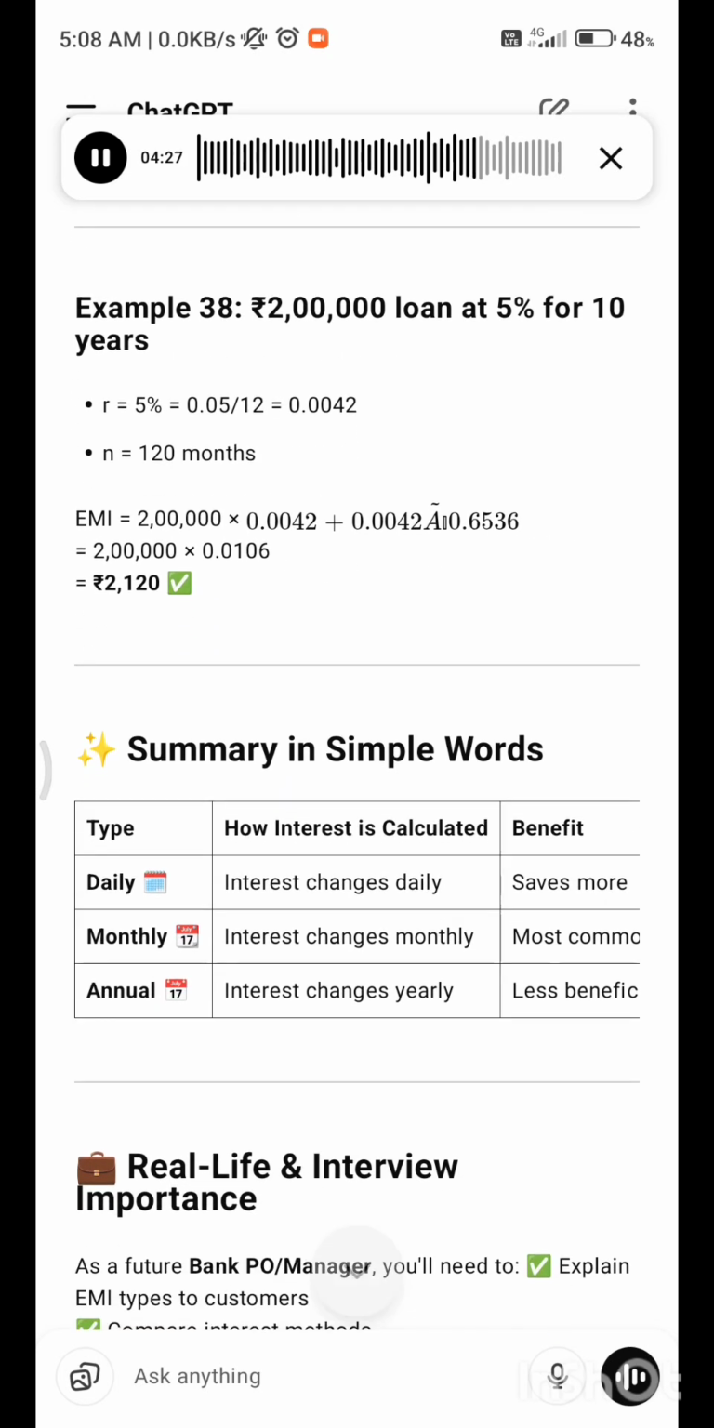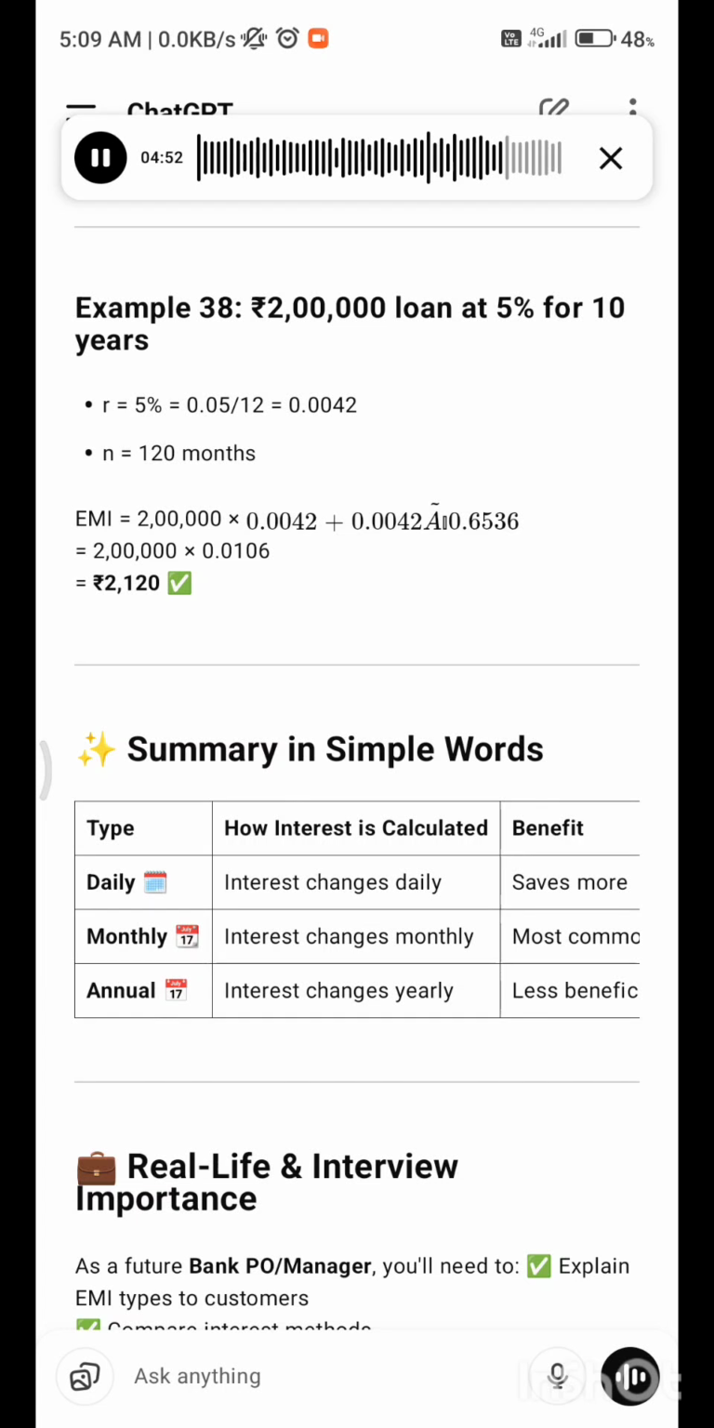Example 38: a 2,000 loan at 5% for 10 years. R equals 5% divided by 12, equals 0.0042. N equals 120 months. EMI equals 2,000 times 0.0042 times (1 plus 0.0042) to the power 120, divided by (1 plus 0.0042) to the power 120 minus 1, which equals 2,000 times 0.0106, roughly 21.